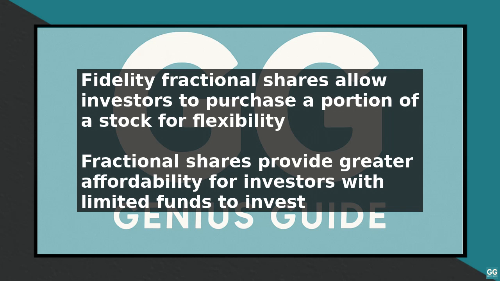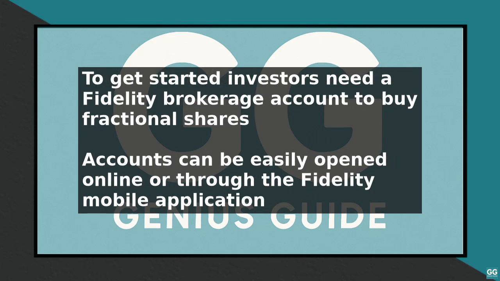The first step is to select the stock you want to invest in. You can browse Fidelity's extensive list of available stocks, or search for a specific company. Once you have chosen your stock, you can navigate to the trading page where you will see the option to buy fractional shares.